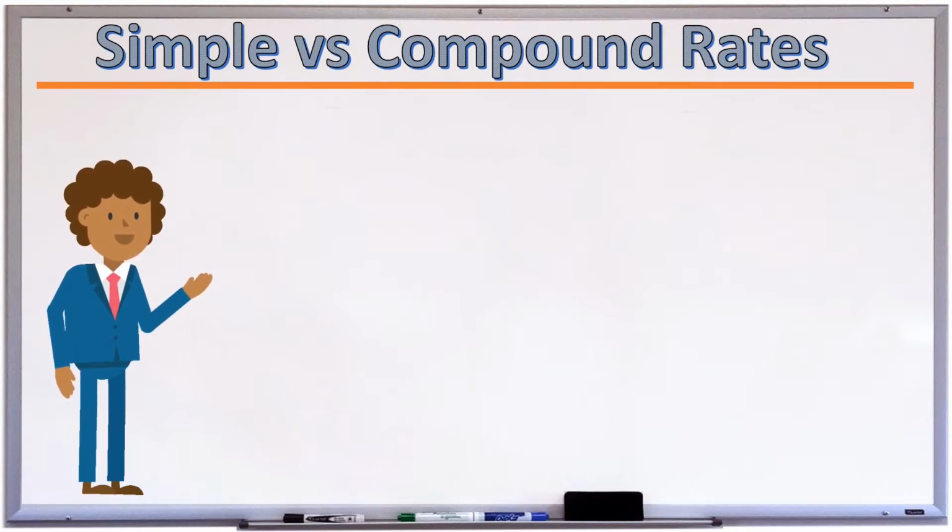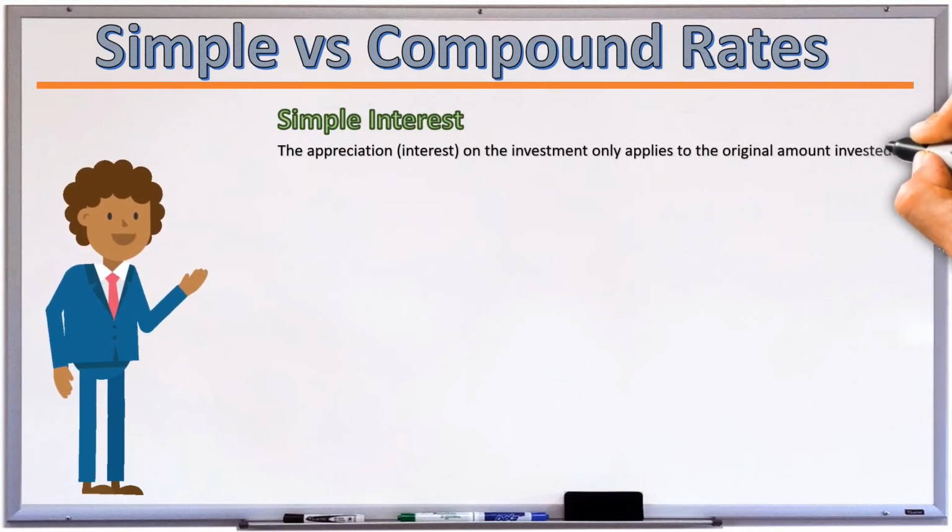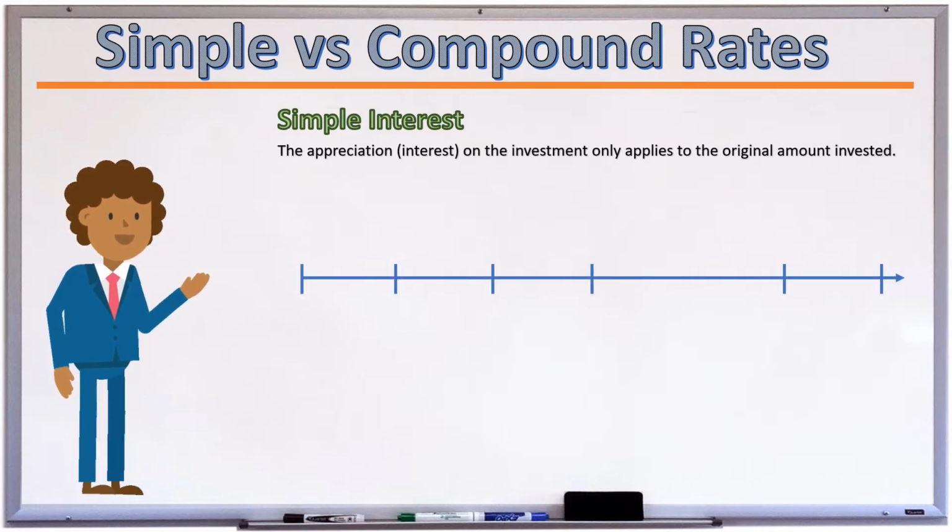Simple rates. For a simple interest rate, we assume that the appreciation on the investment only applies to the original amount invested. In other words, if an investor were to invest 100 Rand in an account paying a simple rate of i per period, then after one period, the investor would have an investment worth the 100 Rand initially invested, plus the interest earned on that initial 100 Rand investment. So, after one period, they would have 100 times (1 + i).